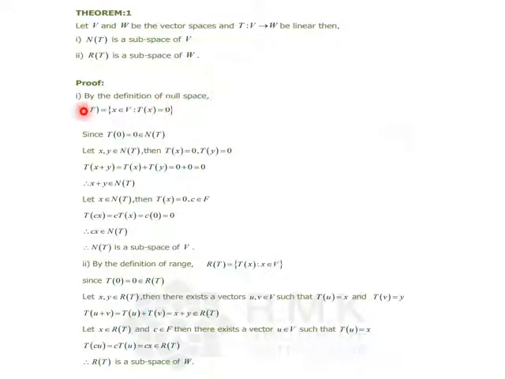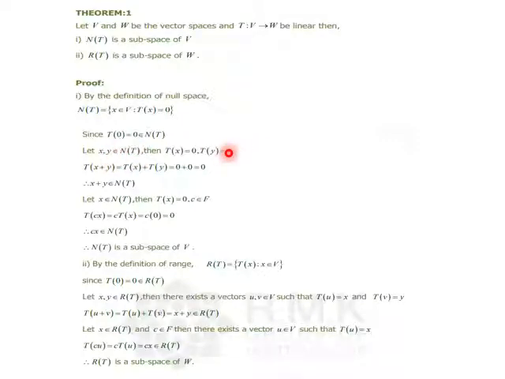By the definition of null space, what is N(T)? Those elements of V for which T of x equals 0 form the null space. Now T of 0 is 0, therefore 0 belongs to N(T), the first condition. Now let us consider two elements x, y in N(T). As they are in N(T), when you apply T, the answer will be 0. So T of x is 0, T of y is also 0.